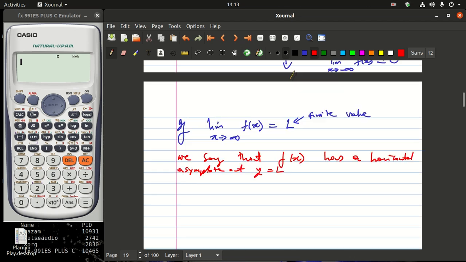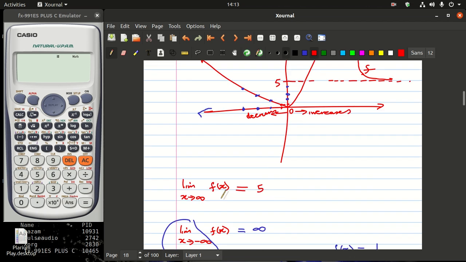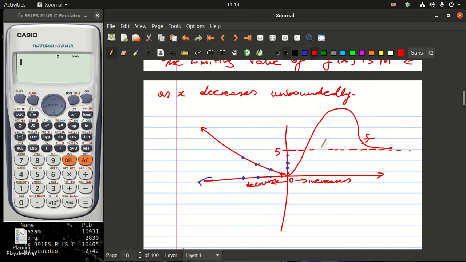So let's look back to these two functions. You can see that this function is not going to touch this. So as x keeps increasing, this particular value becomes a horizontal asymptote, and the same thing happens on this side. And if you also look into this example here, as f of x keeps getting closer and closer to 5, it's not going to touch it.